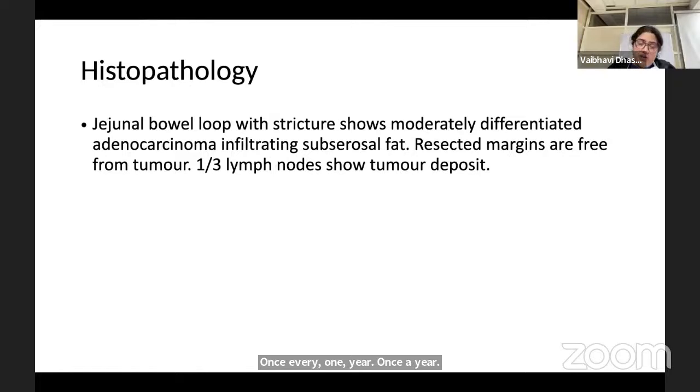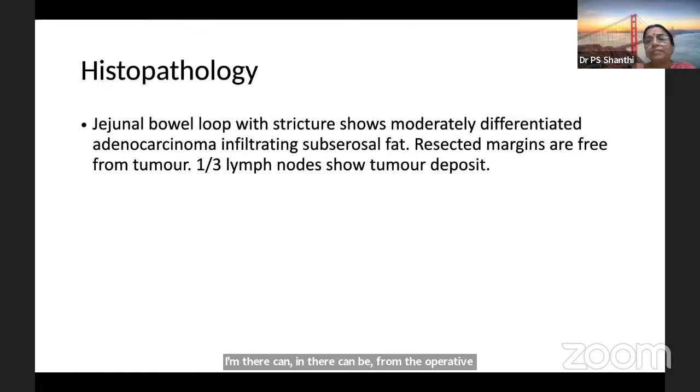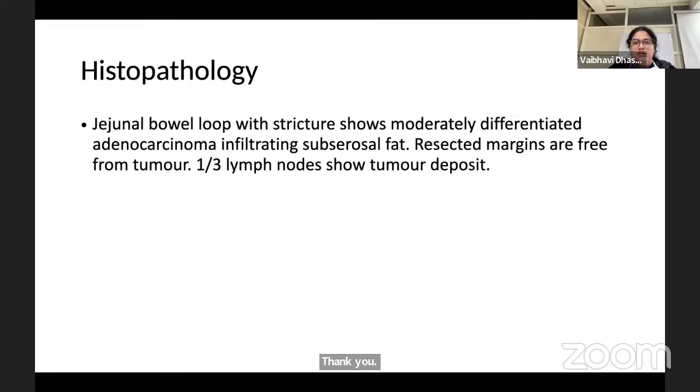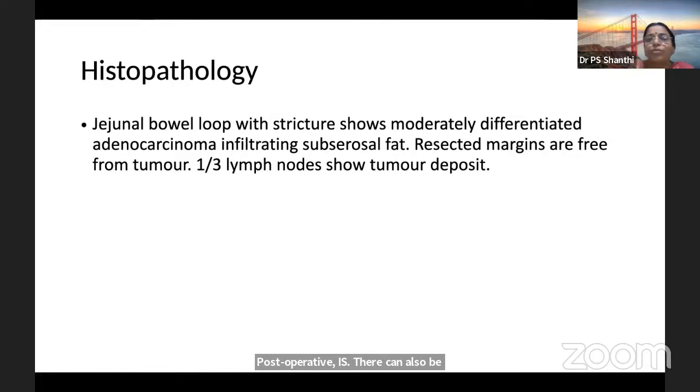Ma'am, there can be the operative complications or the complications of the adenocarcinoma? Operative, post-operative? Okay. So, ma'am, in the operative complications, we can have the early complications or the late complications in this patient. An early complication can be hemorrhage. There can be anastomotic leak. There can be post-operative ileus.